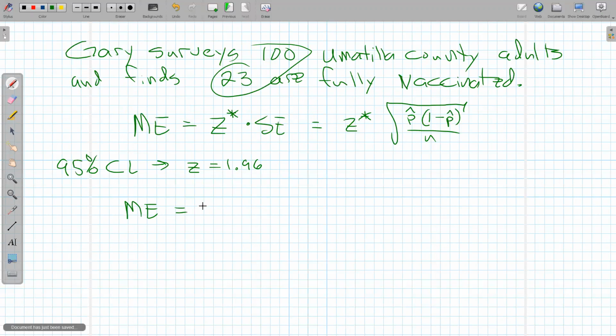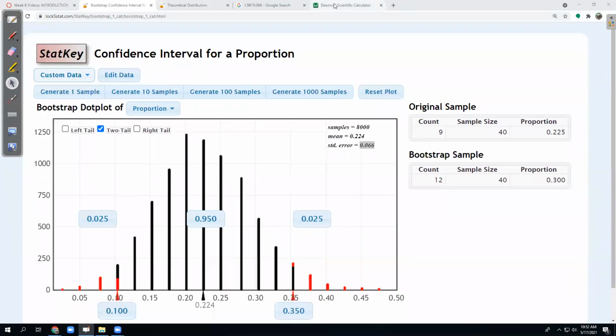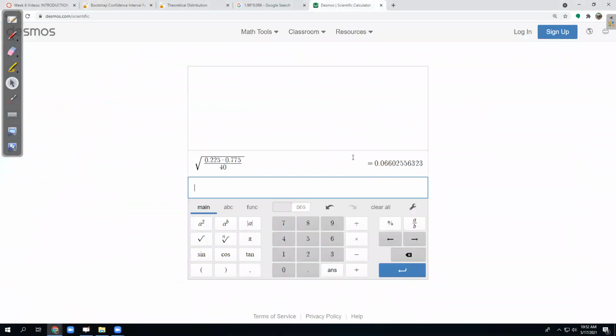So I take my z-score, 1.96, and then I've got this funky square root. In the top of that square root goes my 23 out of 100, which is 0.23, and then 1 minus that 0.23, all inside the square root, divided by the sample size, which is 100. And we just whip out a calculator. I'm going to do the standard error separately just for fun, because we're going to check that in StatKey in a minute. I'll jump over to Desmos here.